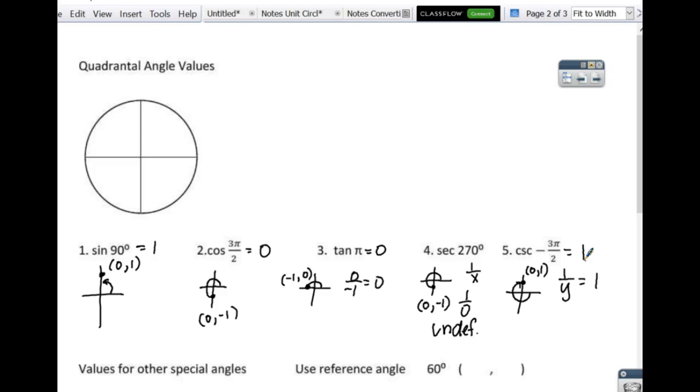So anytime it's a quadrantal, this is what you're going to do. And quadrantal means it's on the axis. Okay? So everybody's good with this. Okay, so let's move on.